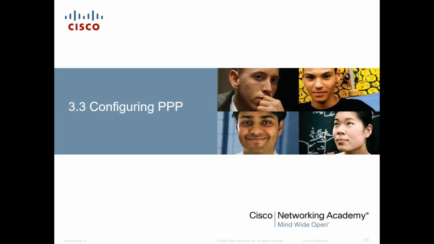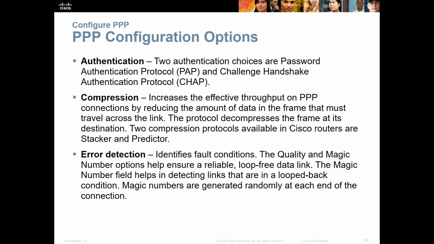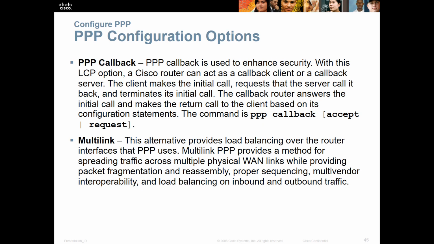How do we configure PPP? Well, we need to look at 5 things: authentication, compression technology needed, error detection that will identify the fault conditions, the PPP callback, which will be used for enhanced security, and multilink options.